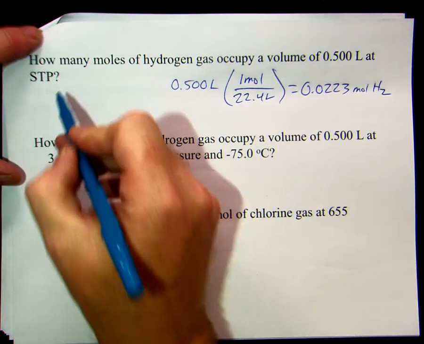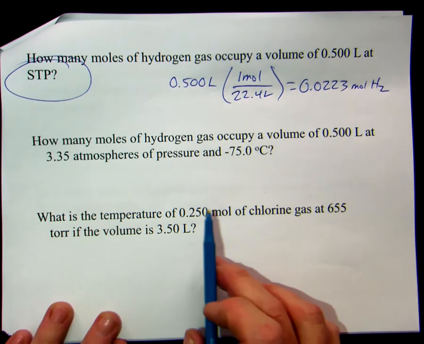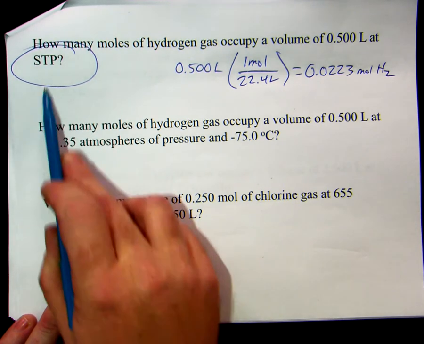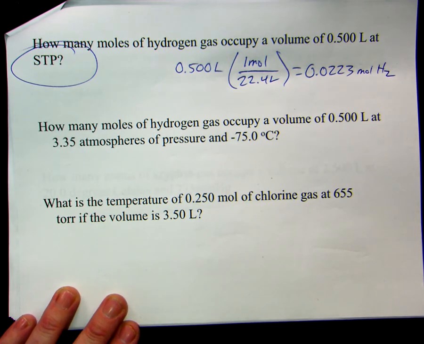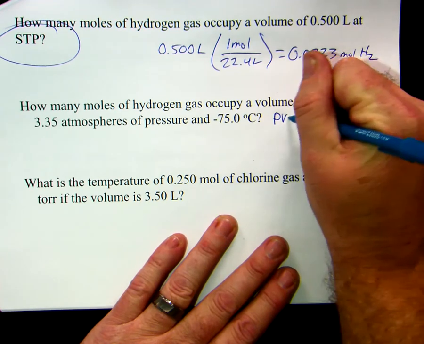But that was because we were at STP. So I really want to stress that this is how this chapter is discretely different from how you know it from before. Now we're not at STP. The pressure is 3.35 atmospheres, not 1 atmosphere, and it's not 0 degrees C, it's quite a bit colder. So now we have to use our ideal gas law equation.